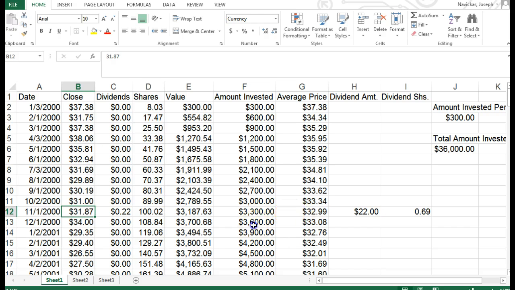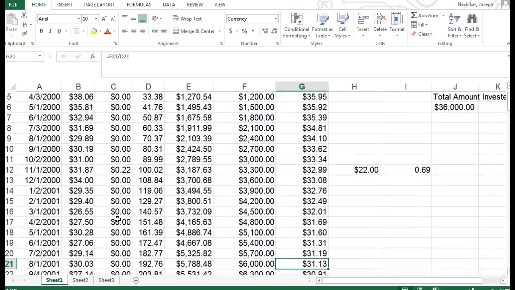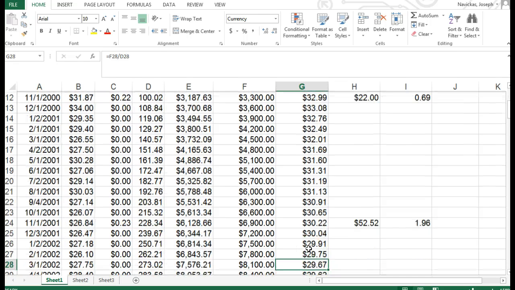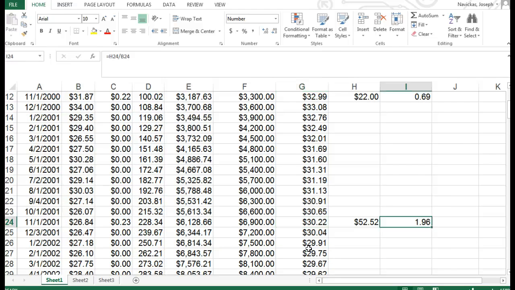31.87. So as we go down, you can see that the average price is fluctuating, and if you look closely, you'll even see that the price is falling. My average price is going down because if you look over here, the actual price of the stock is falling at the same time. Once again, I have another dividend here. This time through, I get 1.96 shares, and I was able to do that because of the 52.52, and notice the stock is now down to 26.84.